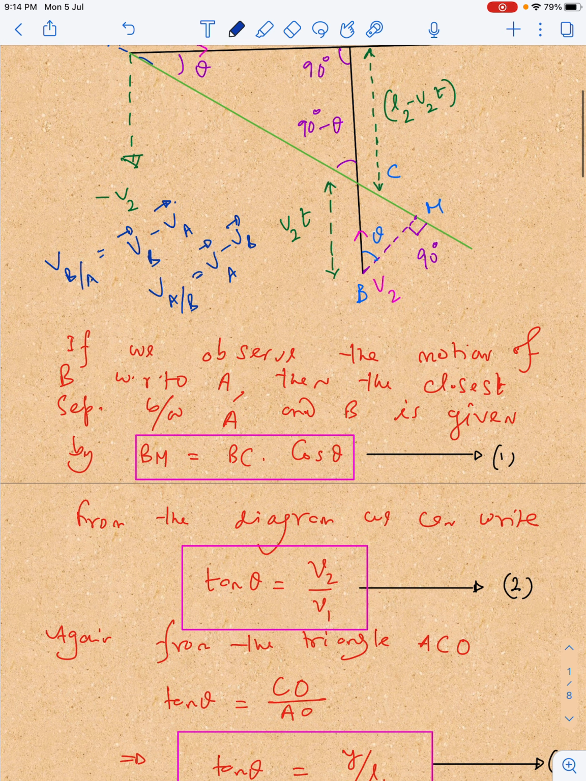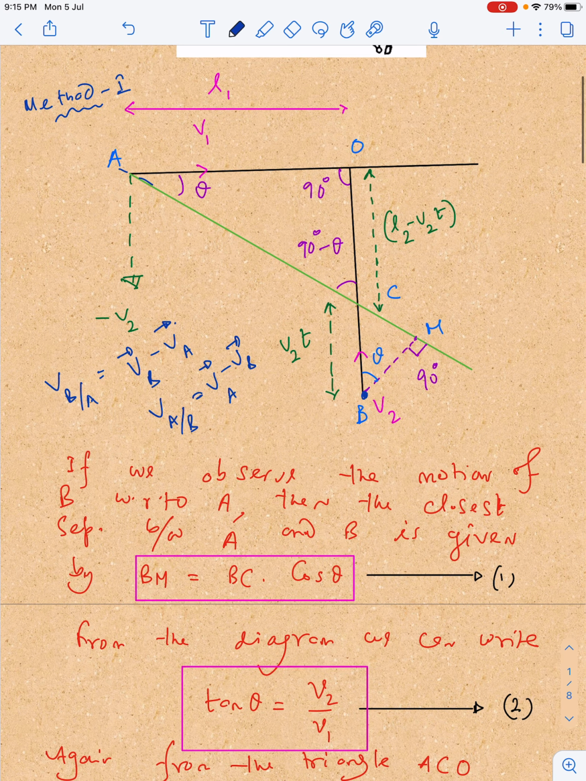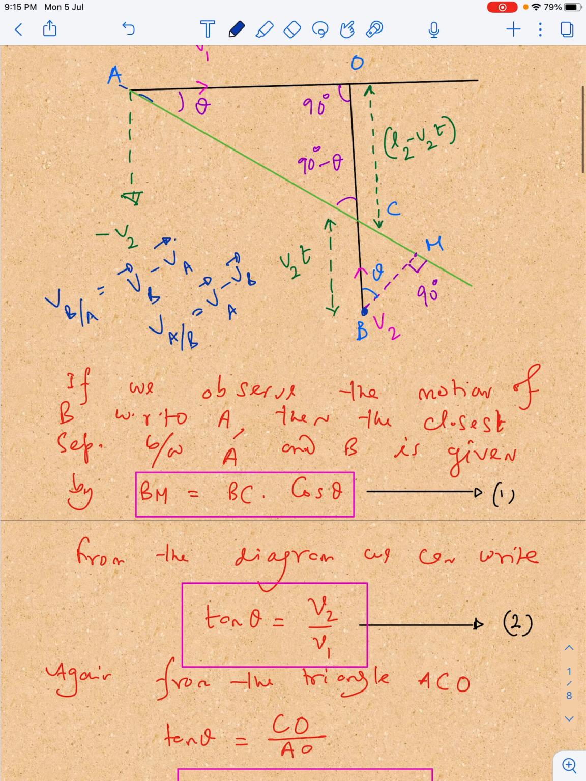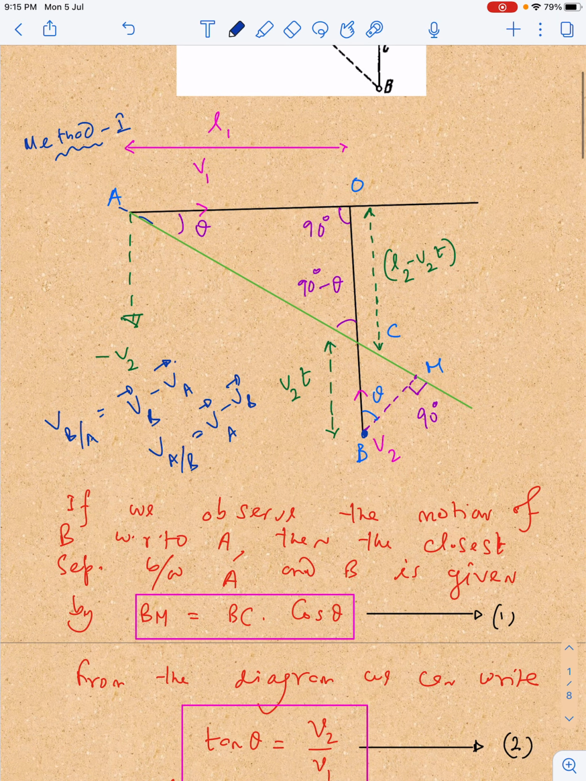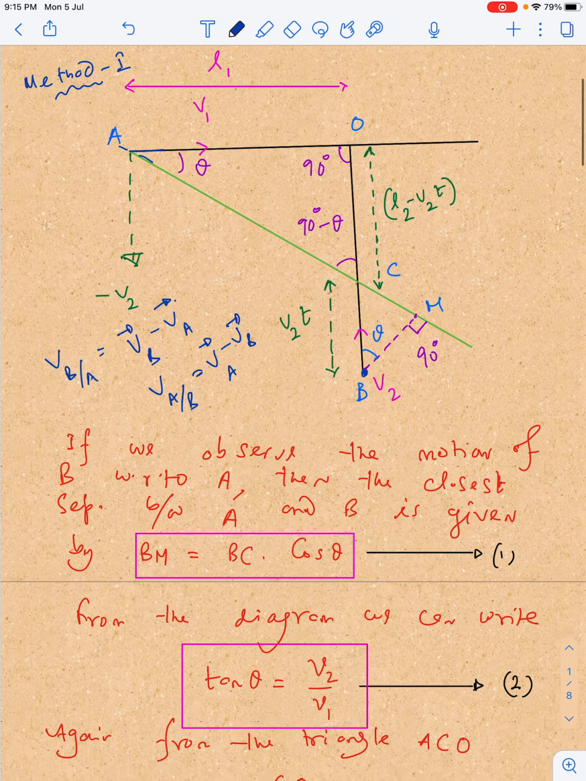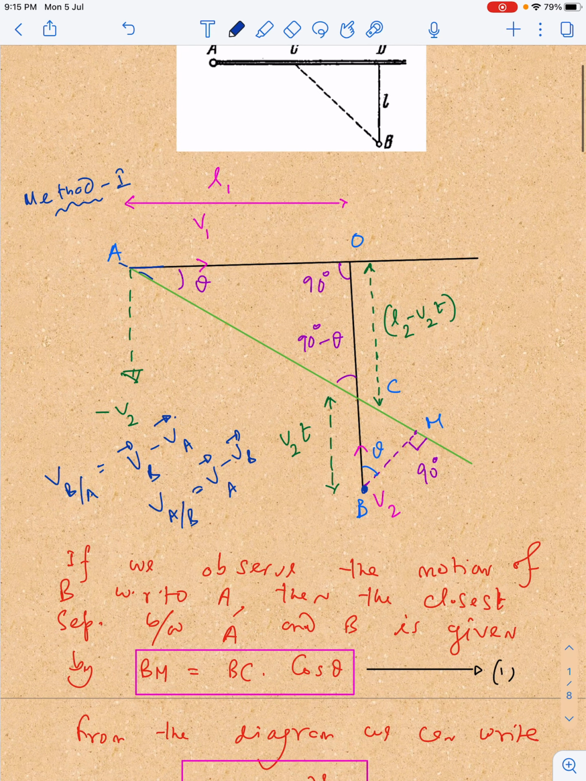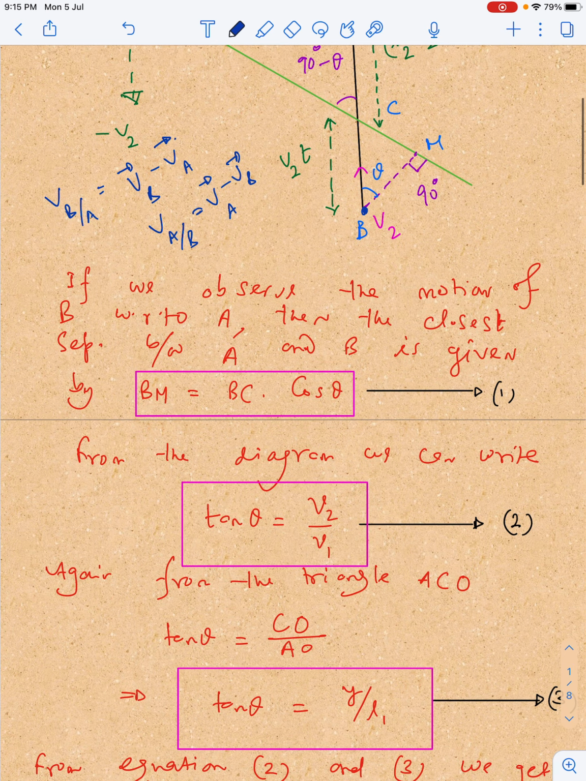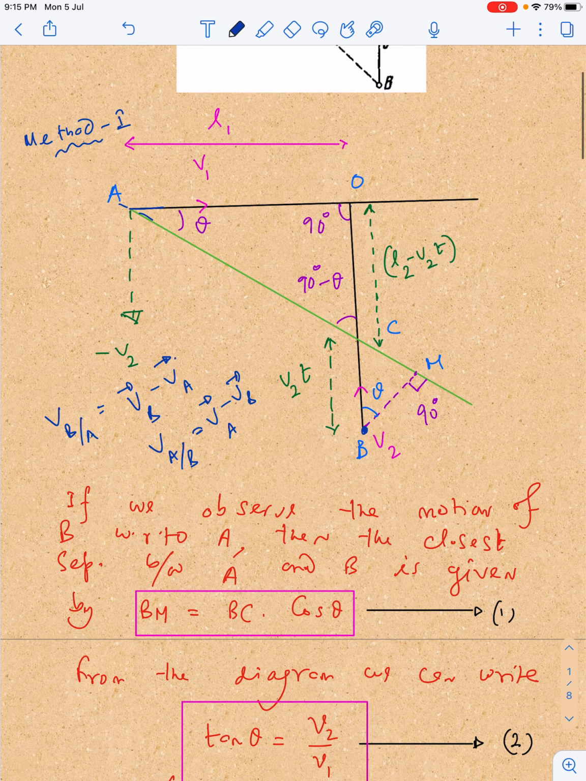It's a very common concept that on this line, if I drop a perpendicular from the point B, this will be the minimum distance between the two lines of approach. So BM is equal to, we can write, BC cos theta, right? Now I am going back to this triangle, that is triangle AOC. In this triangle, from the vector method, tan theta is equal to V2 by V1. This is V1, and in this direction is V2, direction-wise minus V2. So tan theta equals V2 by V1. And again from this triangle AOC, I can write CO by AO is basically tan theta.